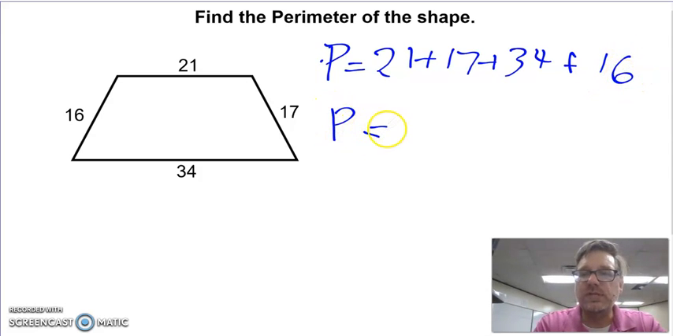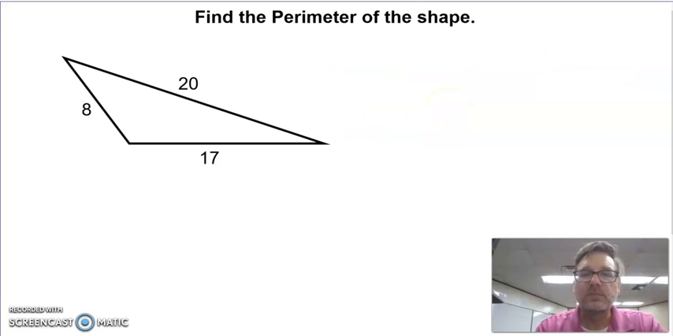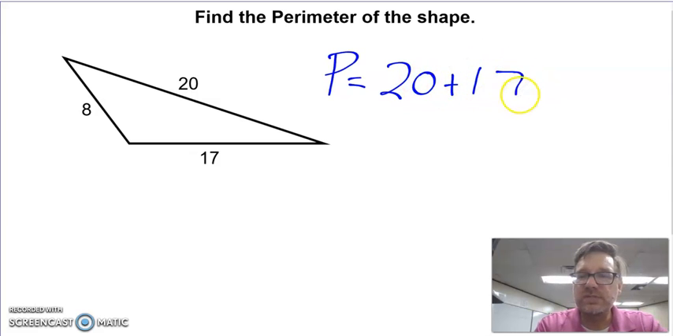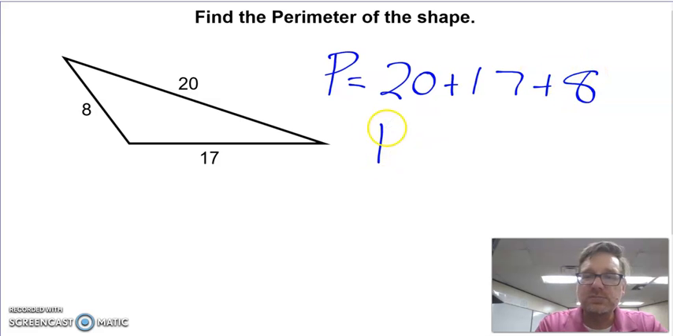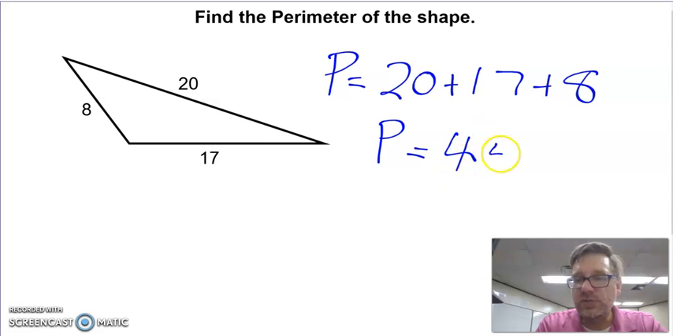So the perimeter equals, let's see, 21. That gives me 38, 48, 54, 84, 88. So the perimeter of this shape is 88. I added up all the sides. It doesn't matter the shape. If it's a triangle, the rule is still the same. The perimeter is the sum of all the sides. So 20 plus 17 plus 8. So the perimeter of this one is going to be 37 plus 8, which is 45. Boom. Easy peasy.